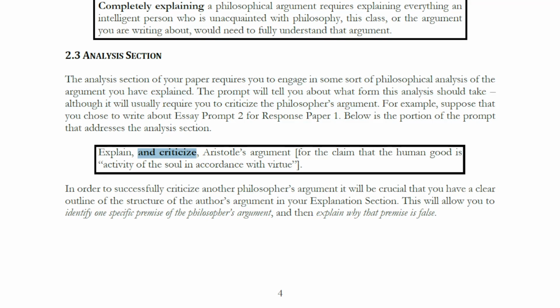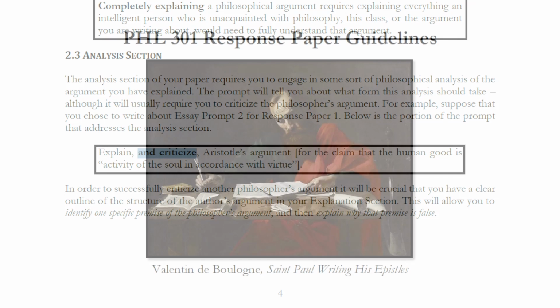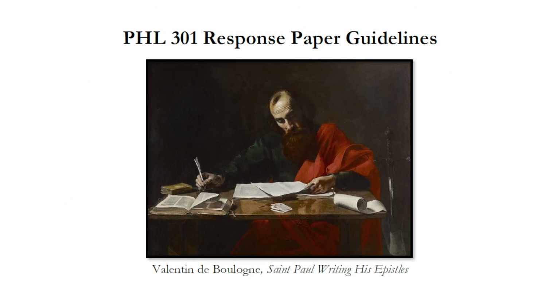What I have highlighted here is the portion of the essay prompt, the one we've been using as an example so far, which tells you what you need to do in the analysis section. Here we can see that the prompt tells you need to criticize Aristotle's argument. Again, that means in your analysis section, you need to make a case for why Aristotle's argument is faulty or incorrect. But you are probably wondering, what exactly is the process for criticizing a philosophical argument?